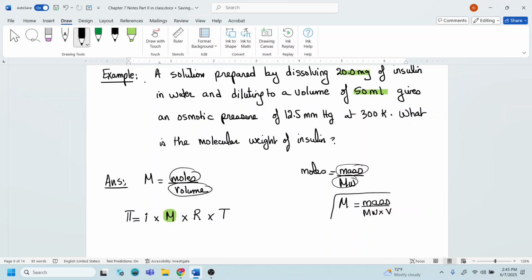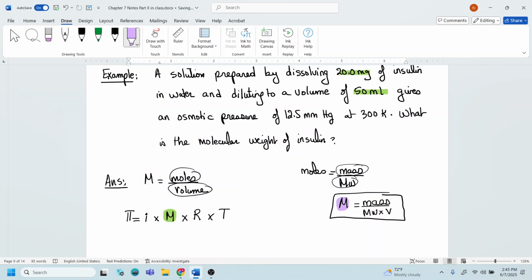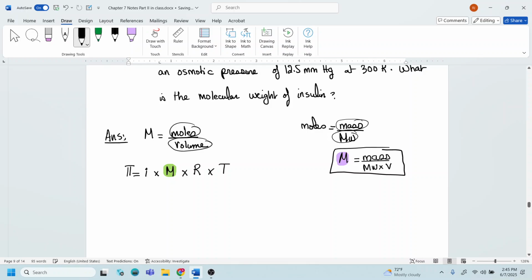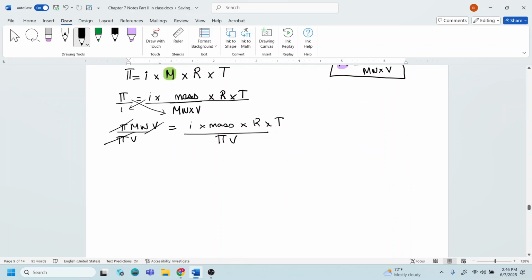So this is the new relationship where I can substitute the value of the concentration in the equation by the mass divided by the molecular weight times the volume. So let's put that. Pi is equal to i times the mass divided by the molecular weight times the volume, times R times T, and this is equal to the osmotic pressure. I need the molecular weight, you guys, so we can do a cross multiplication. We say that pi times molecular weight times V is equal to i times the mass times R times T, divide by pi V, divide by pi V. So we get a relationship of the molecular weight that is equal to i times the mass times R times T divided by pi V.